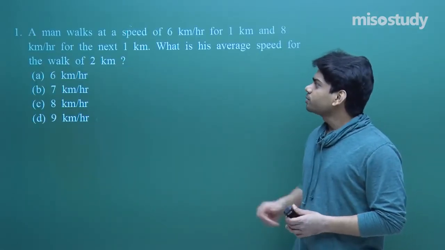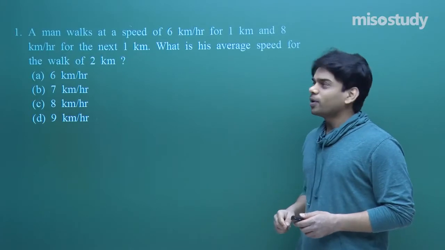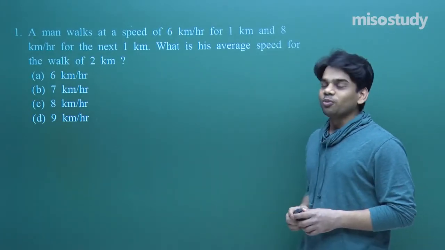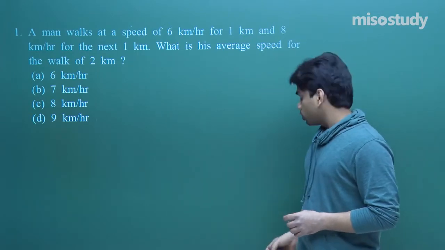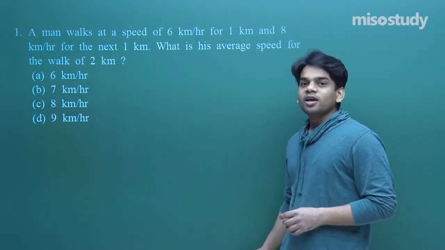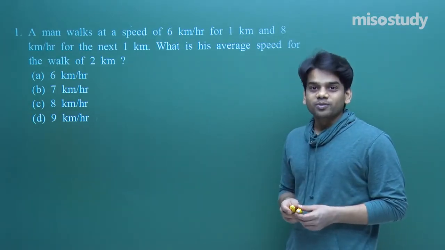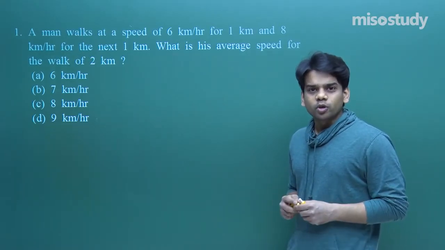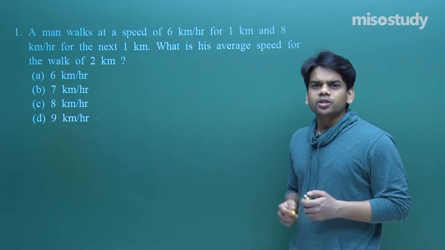The first question: a man walks at a speed of 6 km per hour for 1 km and 8 km per hour for the next 1 km. What is his average speed for the walk of 2 km? Now see, the distance has been given. We don't know the time he has taken for his overall journey. So let me write down the total distance traversed and the time taken.